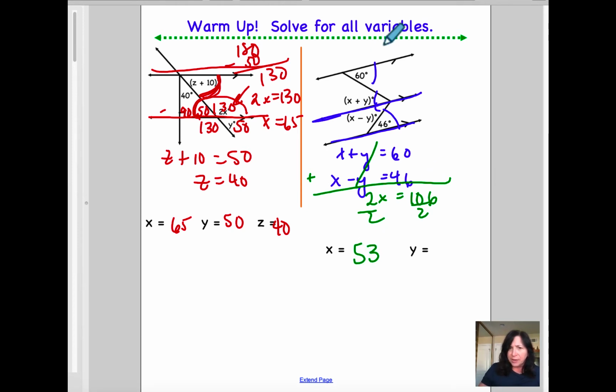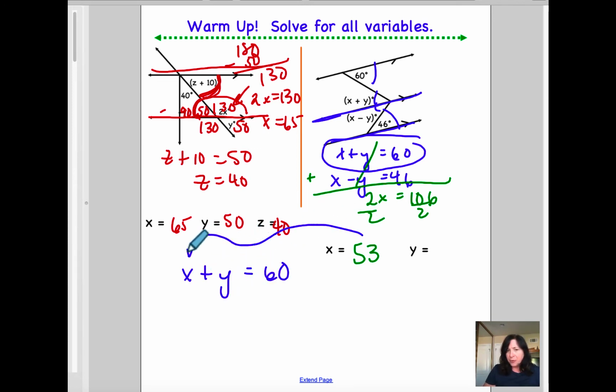equal to 53. So what that means is, in order to figure out what the other value is for y, I need to plug 53 in for x into one of my equations. I'm just going to choose this top one, which says x plus y equals 60, and I'm going to plug the value for x in here.